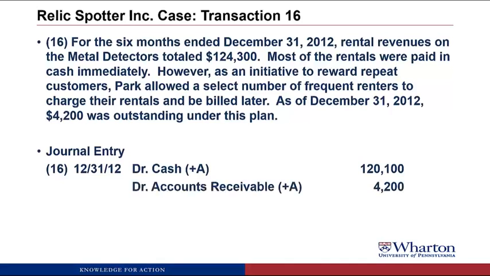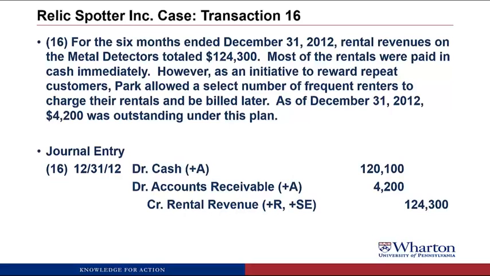The accounts receivable is also an asset, also going up, so we're going to debit accounts receivable $4,200. That's what our customers owe us based on providing the rentals, sending them an invoice for the cash. We'll eventually collect that in the next couple months. The last part of this is we're recognizing revenue on the metal detectors. Revenue is a credit balance account, so when we increase revenue, we credit revenue $124,300. It's going to increase revenue, which will in turn increase stockholders' equity.